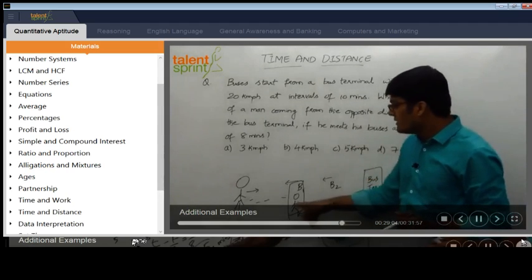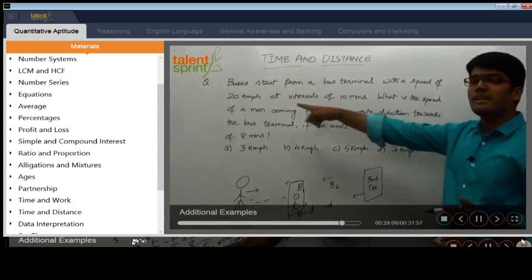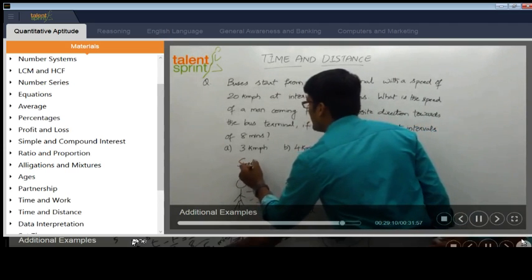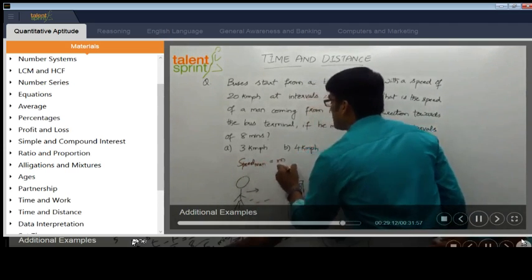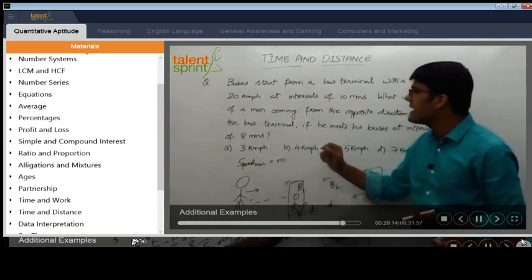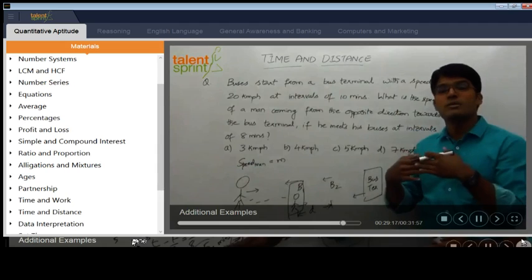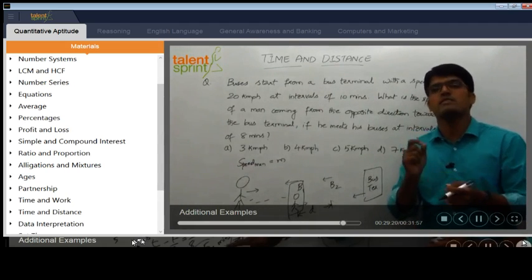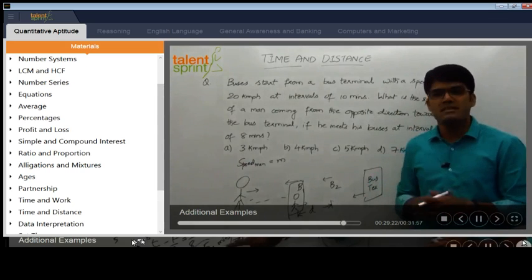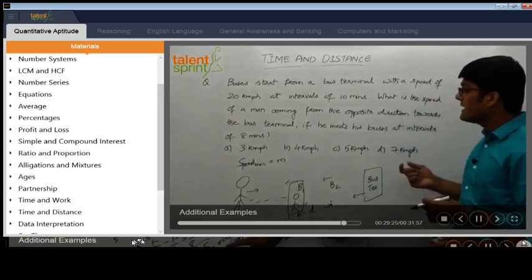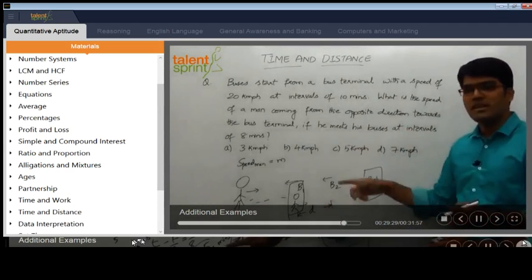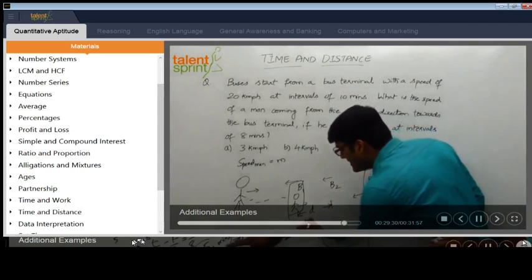I know the speed of the bus. What is the speed of the bus? 20 kilometers per hour. Let us assume the speed of the man is m. So m has to be calculated. The speed of the man is m. The speed of the bus is 20. They are moving in opposite direction. What happens when two persons are moving in opposite direction? Relative speed is sum of the speeds. So 20 plus m is the net speed. How much time will they take to travel this distance? 8 minutes. Because he is meeting the bus at intervals of 8 minutes. So I know that the time required here is 8 minutes.